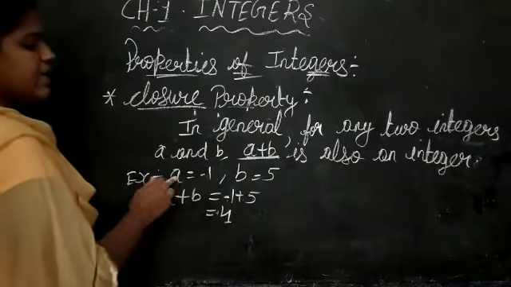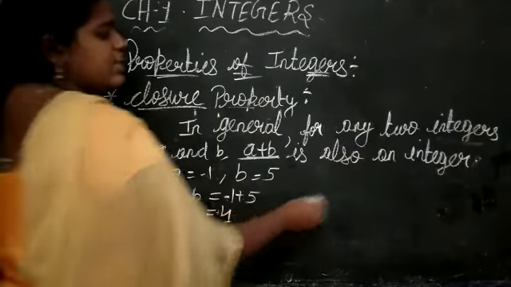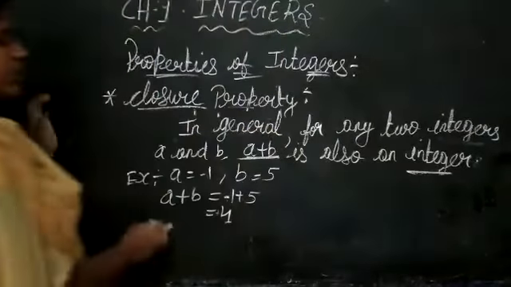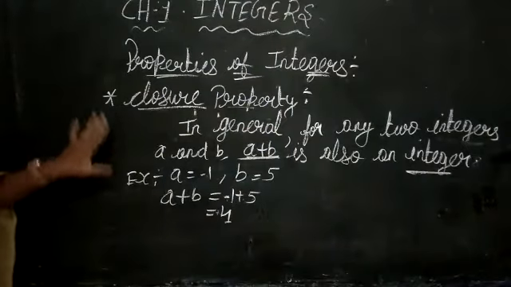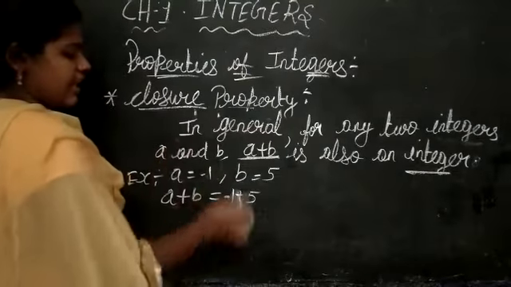If you add your a value and b value, you get an integer again. This is your closure property. Write the definition and this example.